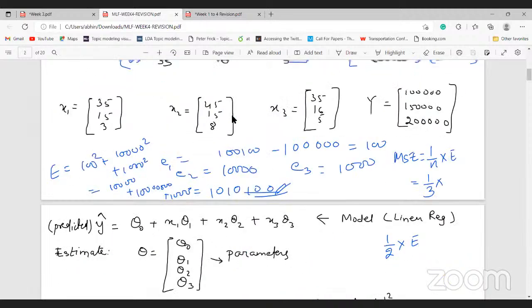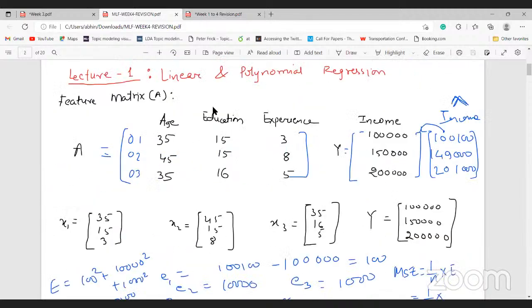Basically, when you have data, it has different attributes. For example, if you want to predict the income of a person based on his age, education, and experience, these are the attributes or the columns. When you put them into a matrix, it is called the feature matrix, denoted by A, and income is the target matrix, denoted by Y.